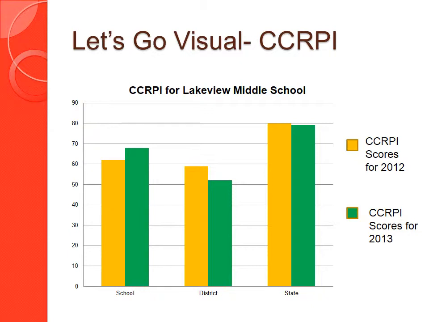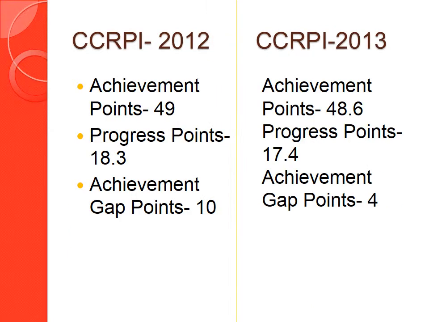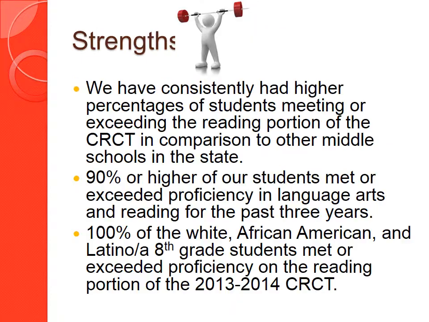When we look at this visually, you're going to see in yellow it's representing the 2012 school year, and the green is representing the 2013 school year. You will notice that our school for both years was higher than our district, but lower than the state. So this could be an area of improvement for our school as well. Here I've got it broken up for you on the 3 different areas: the achievement points, the progress points, and the achievement gap points. And you'll notice that there was a small decline in each of those 3 sections.